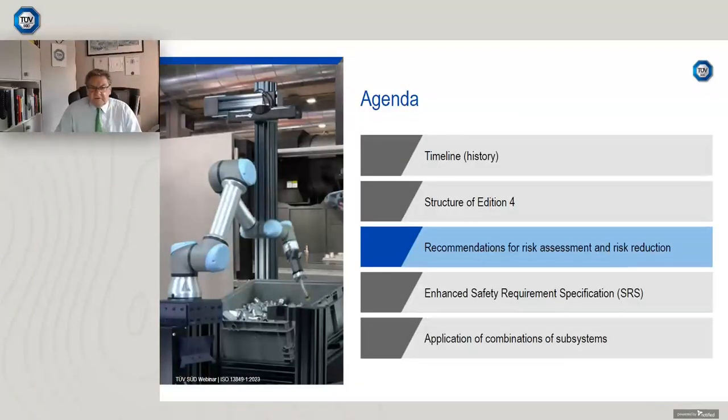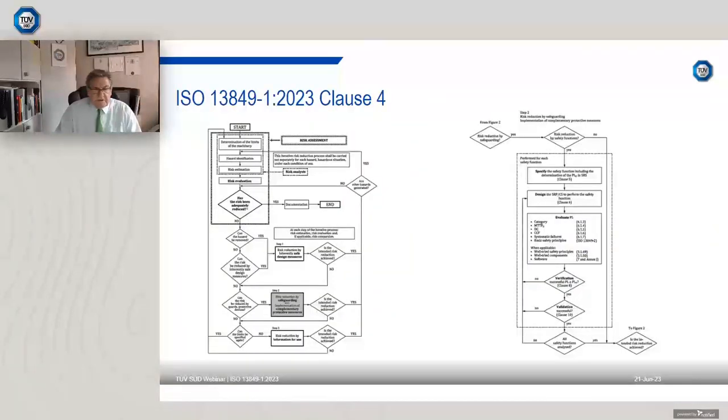So the recommendations for risk assessment, risk reduction in clause 4, the two flowcharts you can see now are just slightly modified versions of the flowcharts that are in edition 3. They've been pulled out a little bit more detail, but it's very, very clear that the starting point is using principles of 12100 to do identifying limits, hazard identification, risk assessment, and so on.